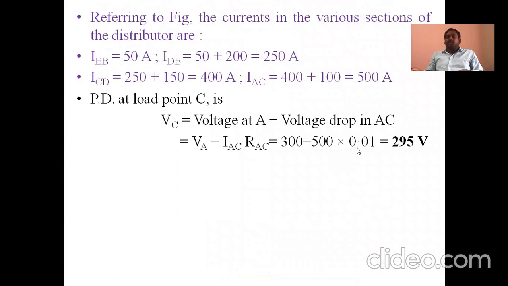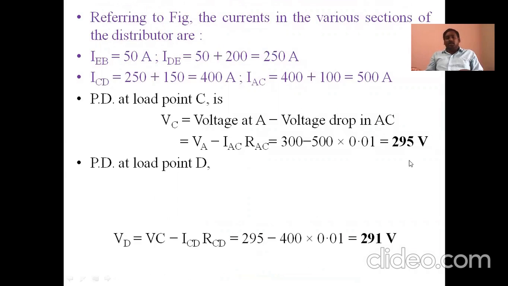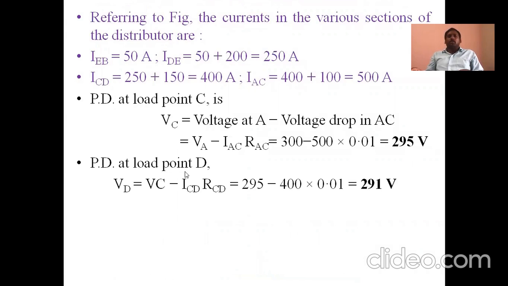300 minus 500 into 0.1, that is 295. Next, the potential difference at load point D. Same principle: VC minus VD is equal to VCD. From that, VD is equal to VC minus VCD, which is 290 volts.